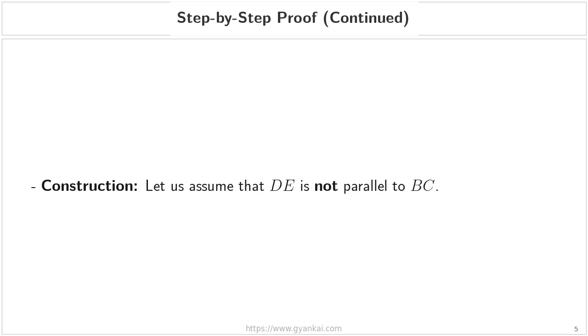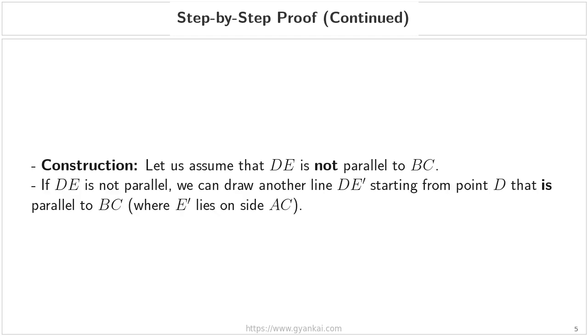Now, to move forward with our proof, we need to perform a specific construction. Remember, as we mentioned in the previous slide, we are using the method of contradiction. This means we start by assuming the exact opposite of what we want to prove. So, let us assume that the line DE is not parallel to the base BC. Now, if this line DE is not parallel to BC, there must be some other line passing through point D that is parallel to BC.